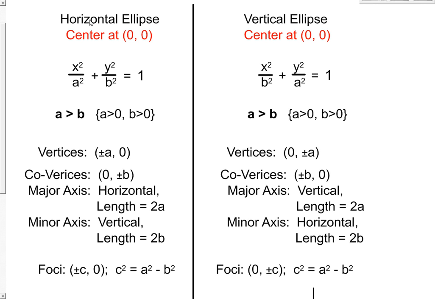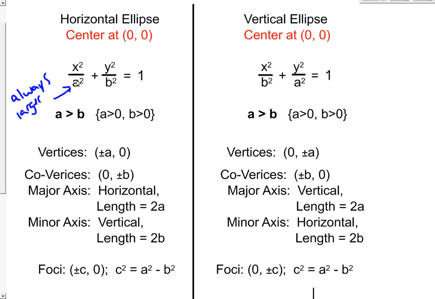With a horizontal ellipse, you've got x squared over a squared plus y squared over b squared equals 1. And a squared is always larger than b squared. So the a squared is always larger, no matter what. If it's under the x squared, we have a horizontal ellipse. If your a squared is over here under the y squared, you have a vertical ellipse.